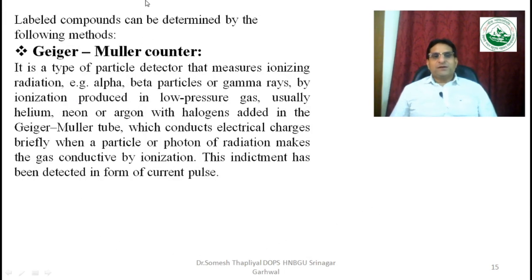Then these labeled compounds can be determined by the following methods. For example, the first one is the Geiger-Müller counter. Basically, it is a detector which detects ionizing radiations in the form of alpha, beta particles or gamma rays.